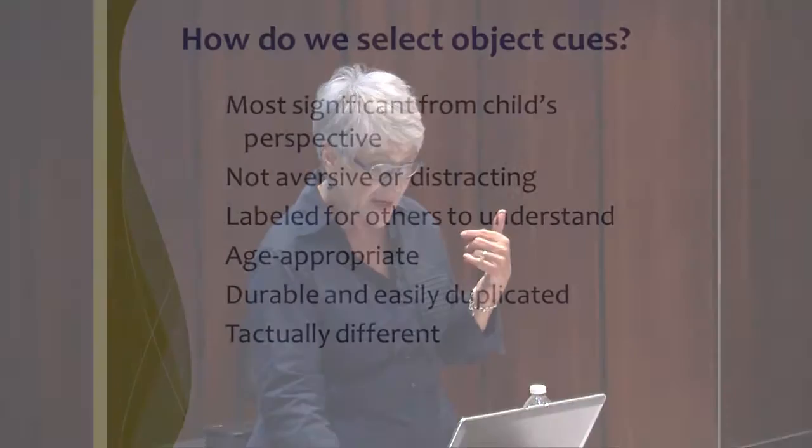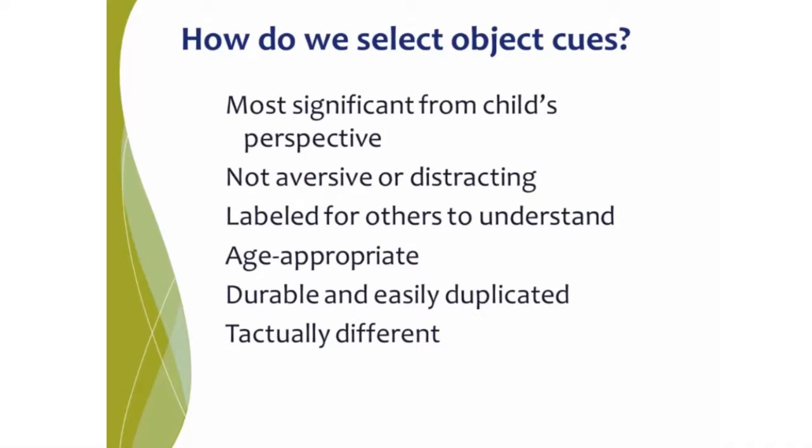This is what we just talked about. It's most significant from the child's perspective. It can't be aversive, can't be too distracting. Other people have to know what those cues are for, and understand. Age appropriate and easily duplicated, because they're going to get lost and broken. And yes, they have to have different characteristics.